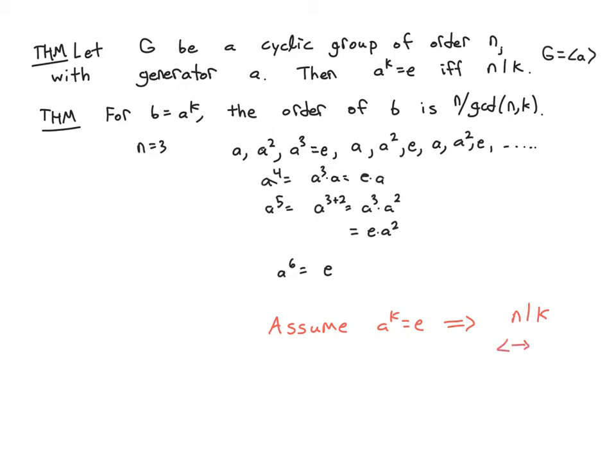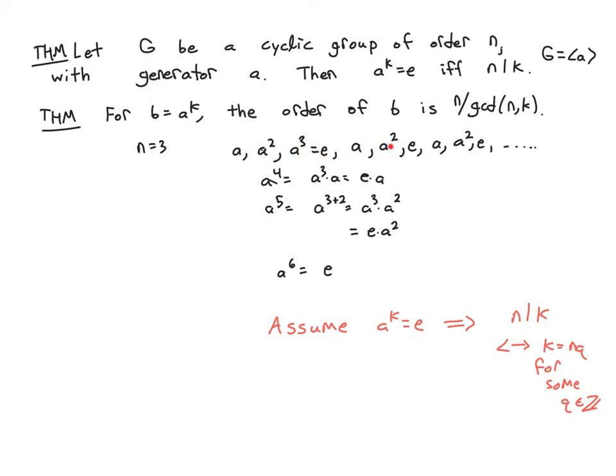What does it mean that n divides k? It means that k is equal to n times q for some q. That's our goal. That's what we want. Well, let's look back at this pattern. Of course, proof by example is not always allowed, but let's just assume for a moment n is 3.